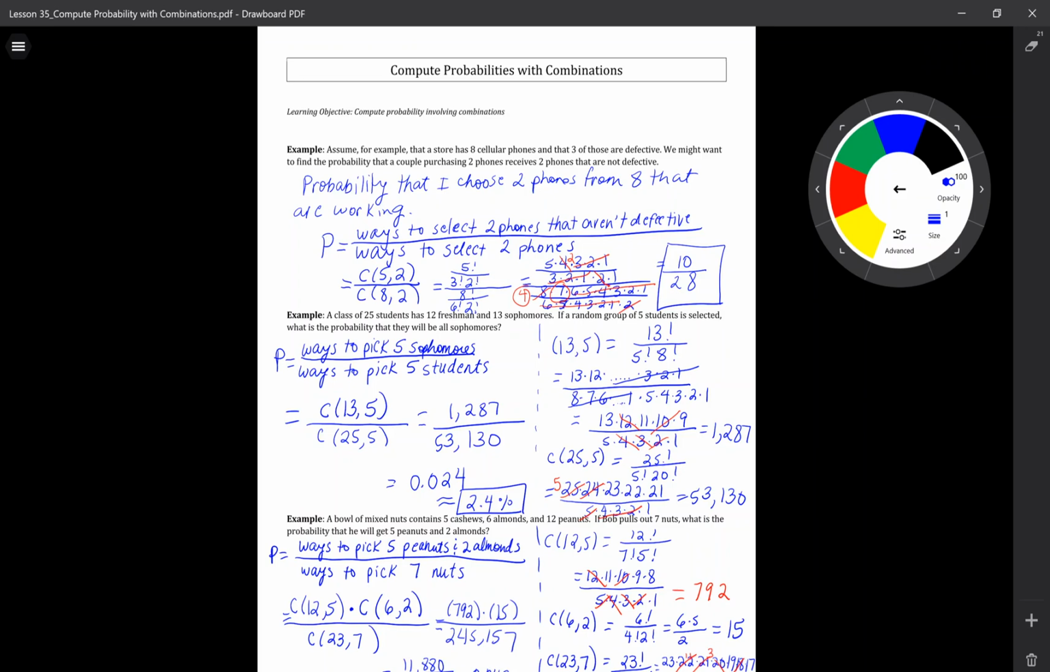Ooh, so this is a lot of number crunching, doing this factorial stuff, canceling things out. But hopefully you get the general gist of these kinds of problems.